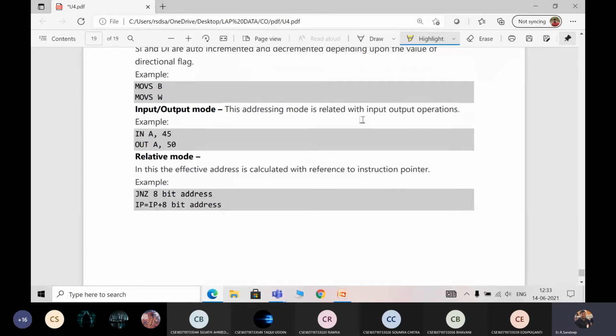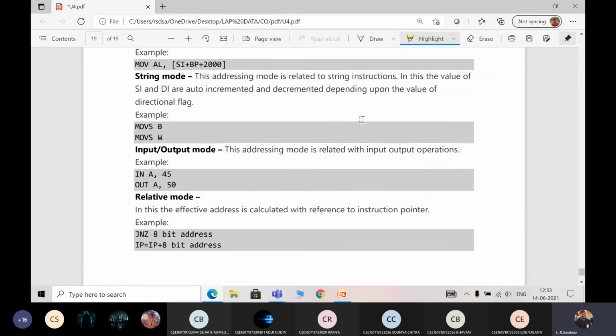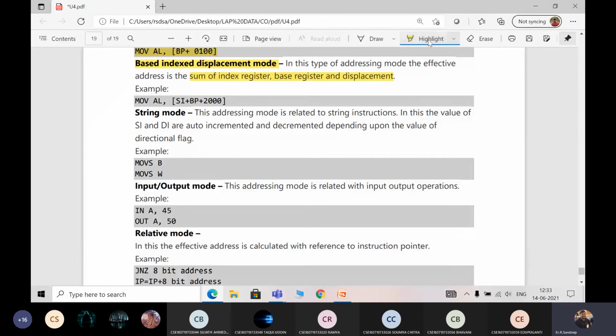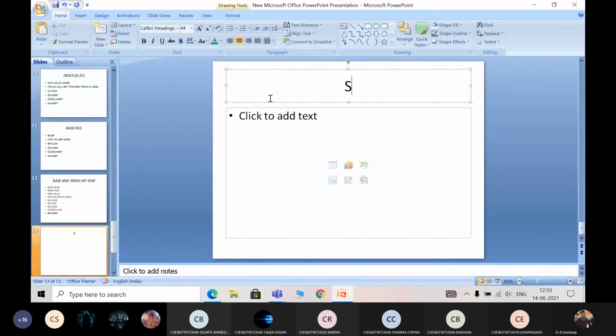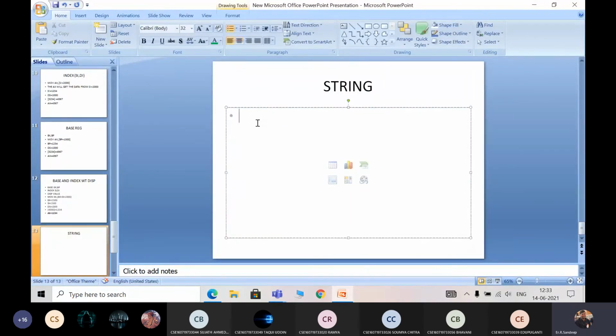Okay, and next one is the last three we have: string addressing mode. What is this string? In simple terms, a string is a group of characters. So if you want to indicate that it is a string, we use MOVS. S is used for indicating the string. So the meaning of this one is moving string value.